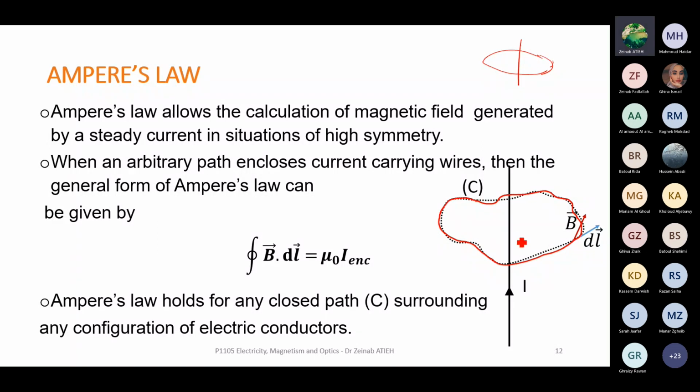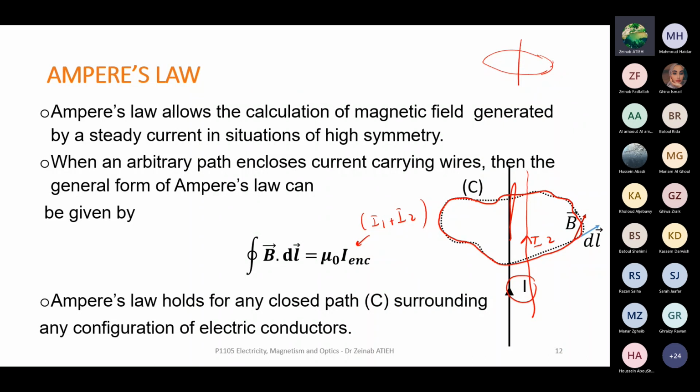So simply, what's enclosed here? This is I. This is the only I that's passing here. So if I have, for example, another wire, say I2, then I enclosed will be simply I1 plus I2. It's easy. What is dL? We used to say dS there, and dS was perpendicular to the surface. Now dL is tangent to the curve, tangent to the curve and not perpendicular as dS.